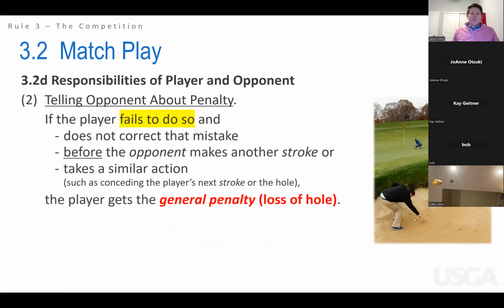If we fail to do so and we don't correct that mistake before our opponent makes another stroke, or again, takes similar action like a concession, we're going to get the general penalty. This is solely because that understanding of how many strokes a player has taken, or if there's a penalty involved in the player's play, it's going to affect the strategy of the opponent and how they decide to play that match or play that hole. So when those things come up, we got to tell our opponent so they can try and make the right decisions for themselves.